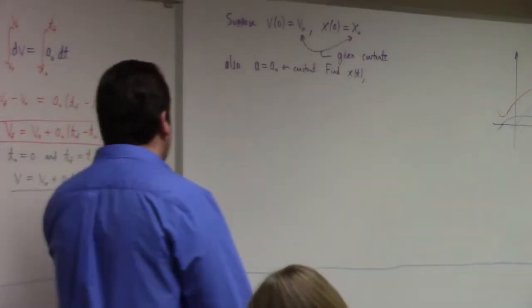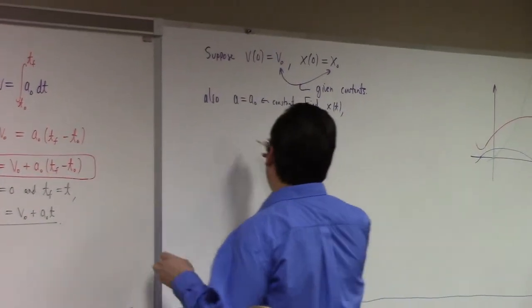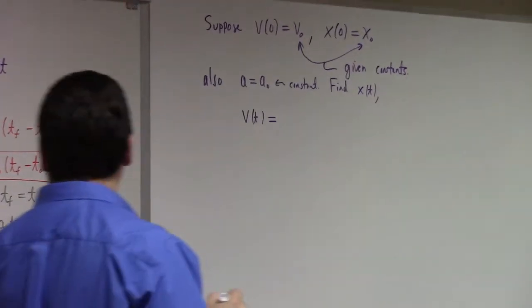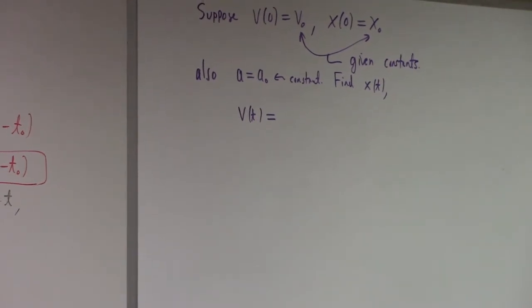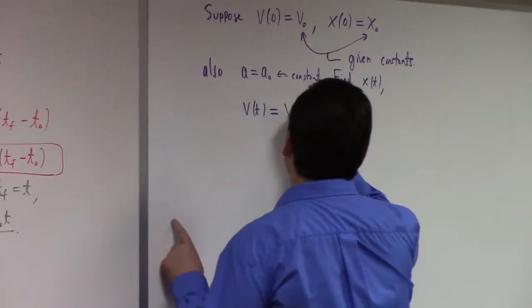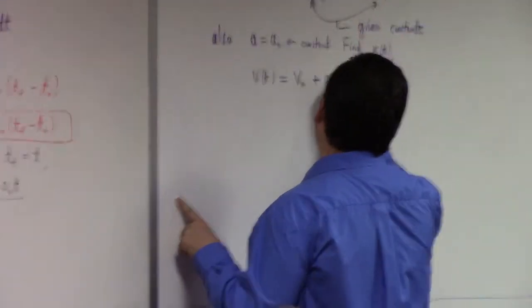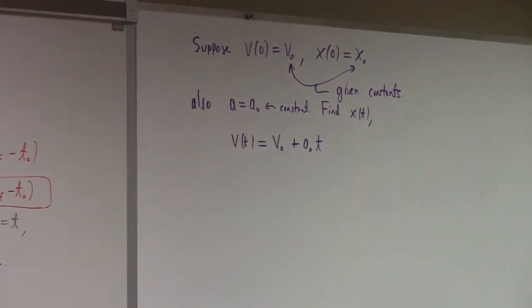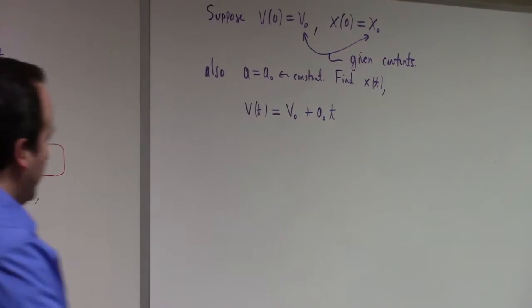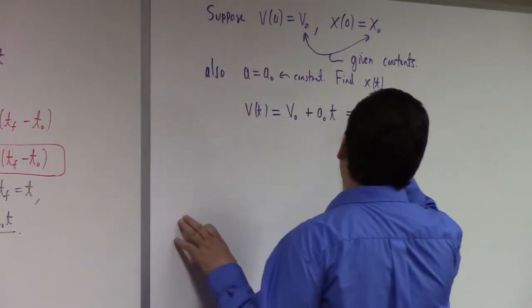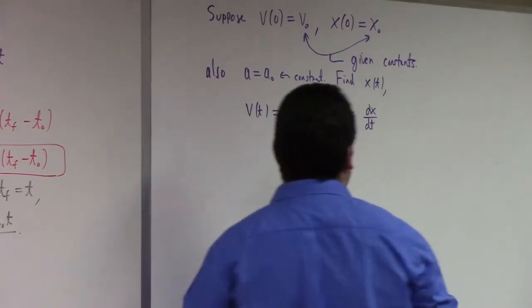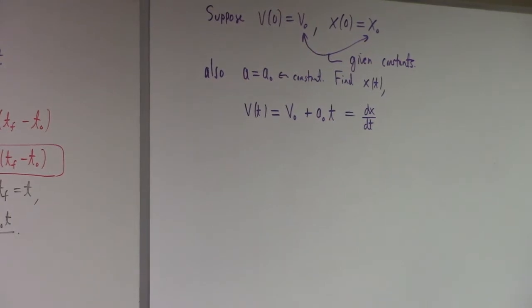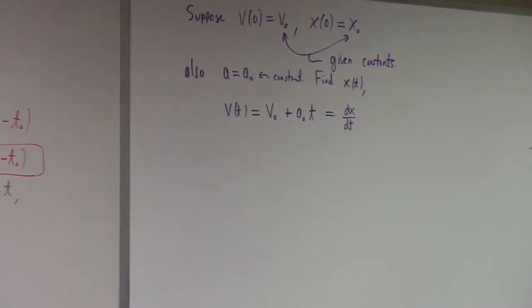All right, so we already have worked out that v of t is equal to v sub naught plus a sub naught times t. I'm basing the motion at time 0, just to be specific. This is equal to dx/dt, right? Tell you what, I'm going to separate and integrate again, just because you guys are less used to that, and it's good to see.